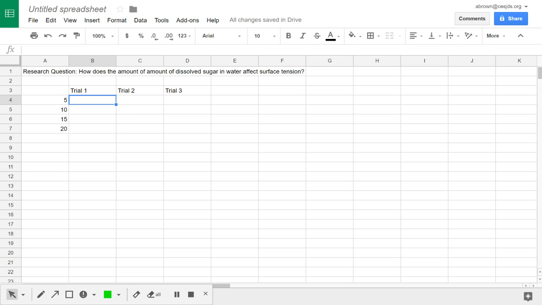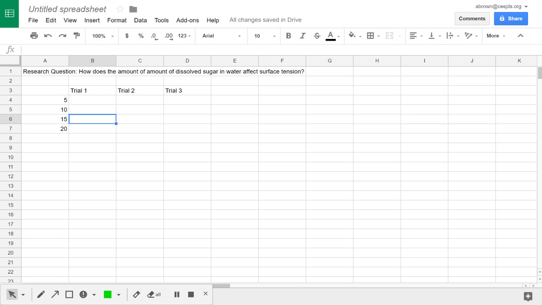If you did algae growth, then you would put the grams of algae that grew. If you did how much weight a bridge could hold, this is where you would put the weight that the bridge held before it broke, that kind of thing. So this is where you're putting the results that you recorded from each of your trials. So I'm just going to make up numbers here so we can populate our graph.